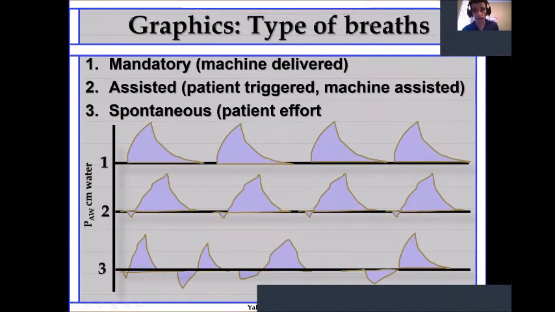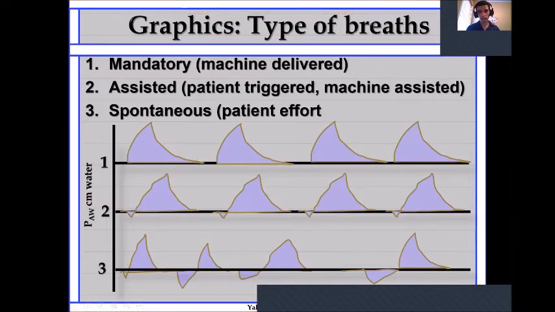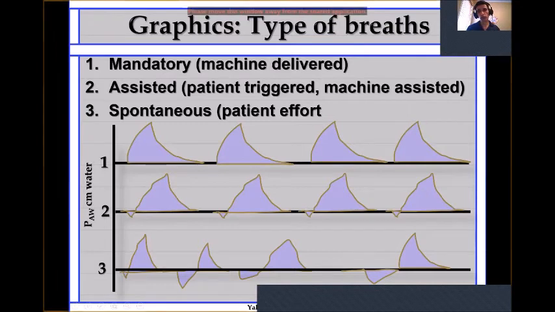So we were talking about the different types of respiratory cycles. We have the mandatory. You can see mandatory has a constant shape, never changing, because it's machine delivered. And you can see the assisted. The patient is creating the negative pressure, and then the machine will give a breath. So this is assisted. And you can see spontaneous has different shapes. They're never constant.